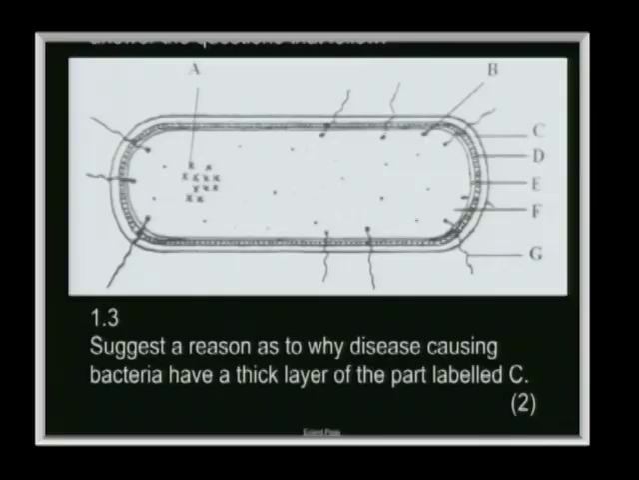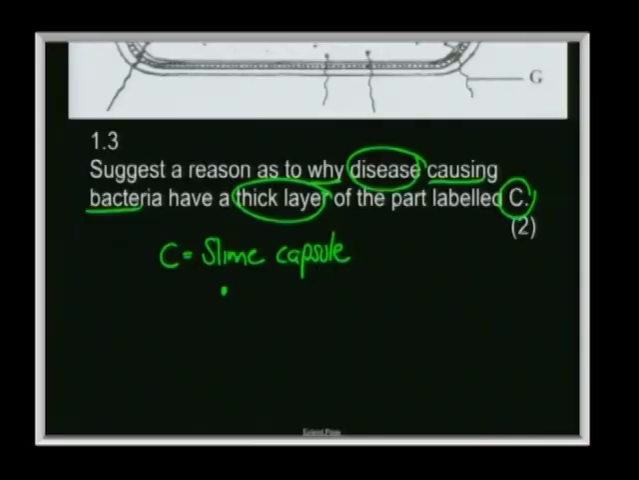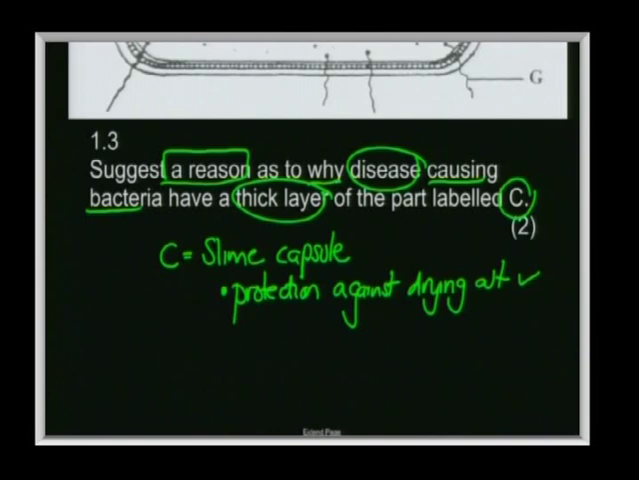The final part of this question. Here you are asked why disease-causing bacteria have a thick layer of part C. There's part C. What is that? C is our slime capsule. Why would a bacterial cell need a thick slime capsule? First reason, and the most probable answer, is to serve as protection against drying out. However, here it says a reason, so you will get two marks for that answer.